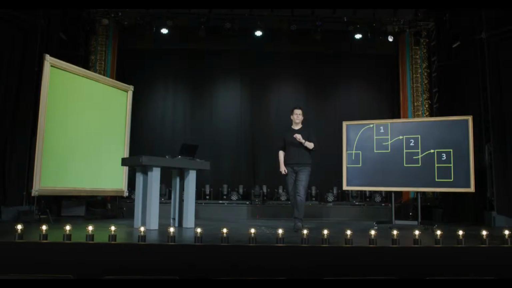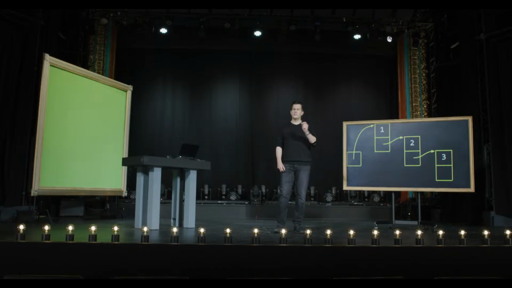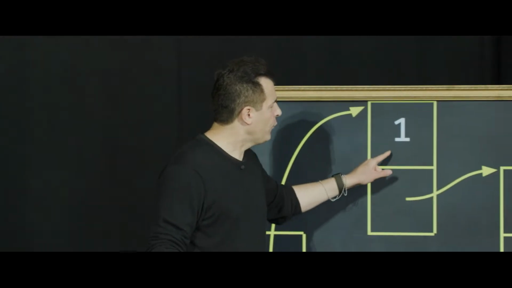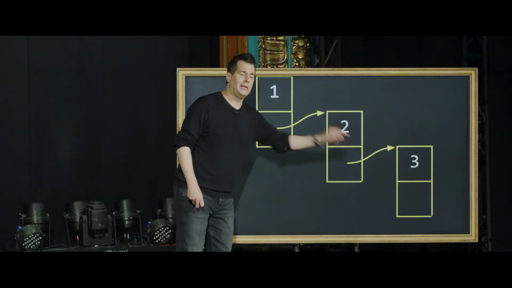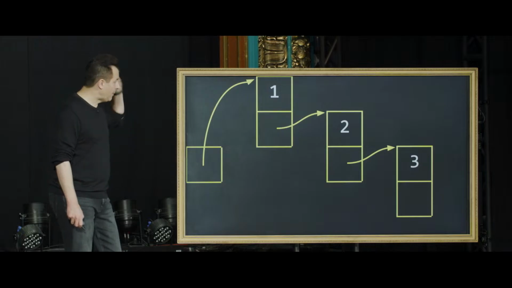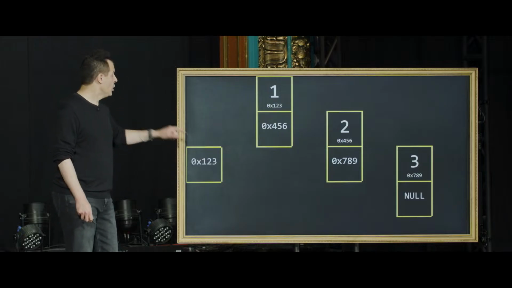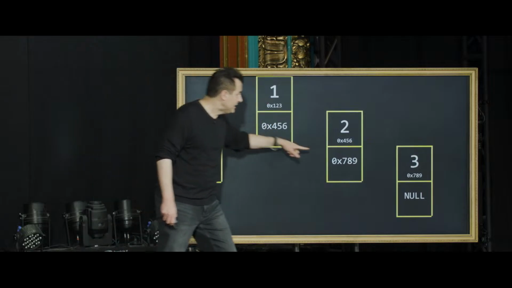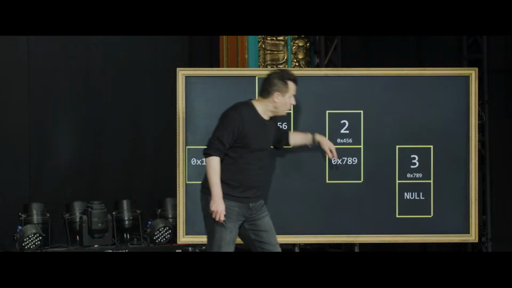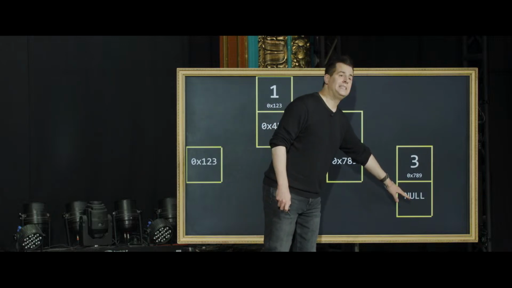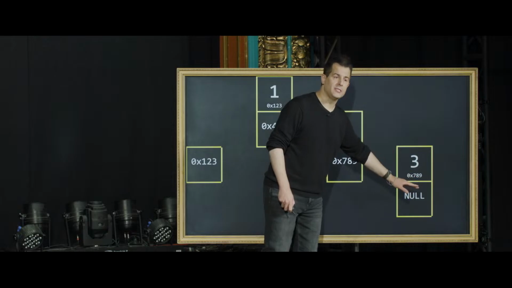I don't have to remember forever the address of the second byte or the third byte, because I can always figure that out from these nodes in memory. And that is to say, if you give me the address of the very first byte in memory, and let me rewind before we had the arrows, 0x123 will lead me to this node. 0x456 will lead me to this node. 0x789 will lead me to this node. And 0x0, aka null, will indicate that this is the end now of the list.